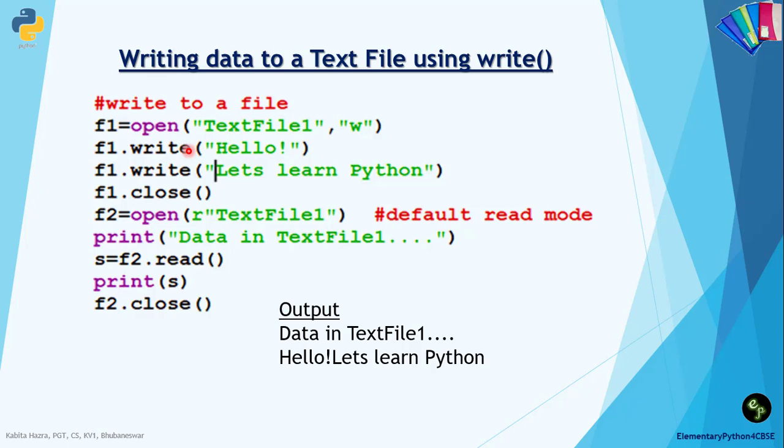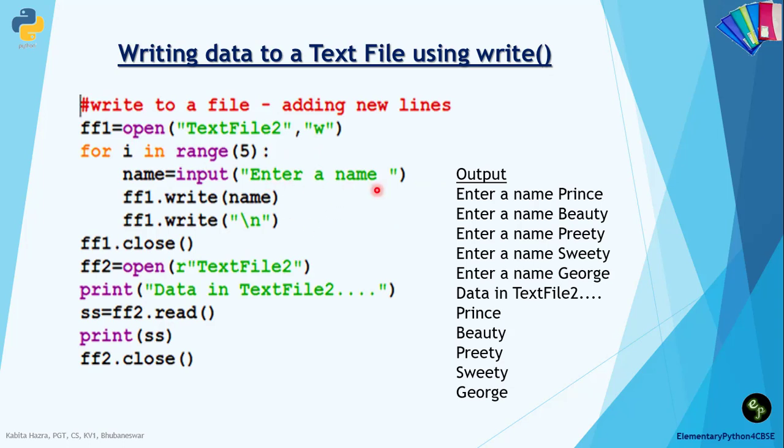This is displayed in the second example, where we are trying to store some names in a file, text file 2. We have opened it in write mode and then we are repeating it using a for loop to ask the user to enter a name, and then we are writing the names entered by the user. You may note that after writing the name we are also appending a new line character so that the names will appear in different lines. So when we read data from the file, we can find that these names are written in separate lines.